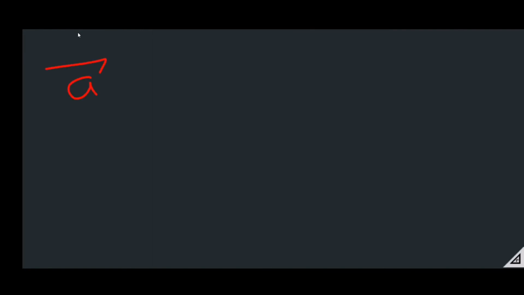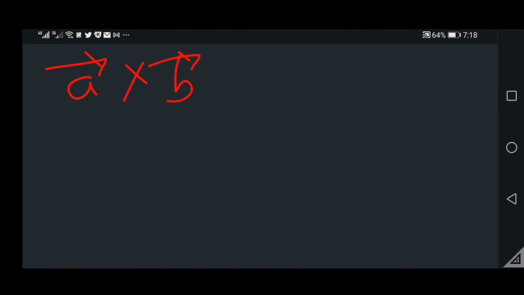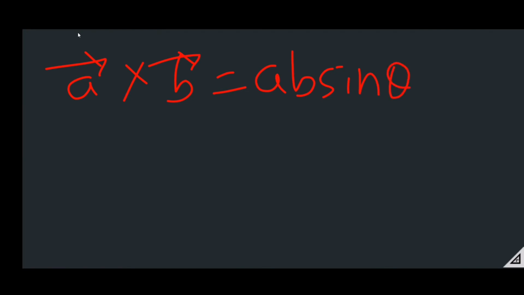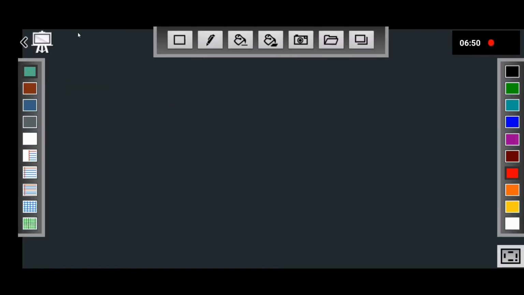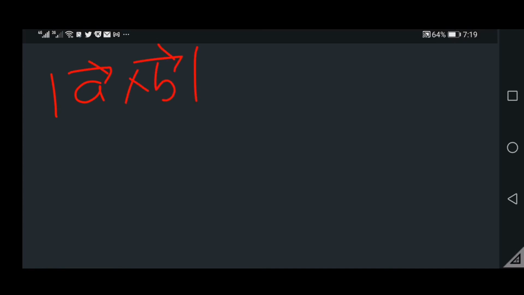And now let's see the special cases of cross product. We know A vector into B vector equals AB sine theta n cap, and the modulus of A vector into B vector equals simply AB sine theta. Now let's see the special cases of the modulus of A vector into B vector, which equals AB sine theta.